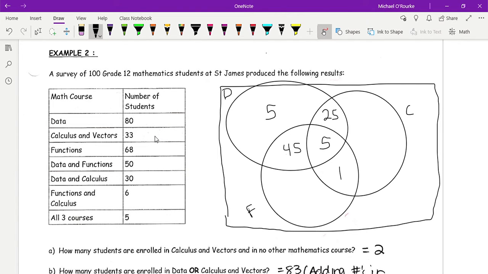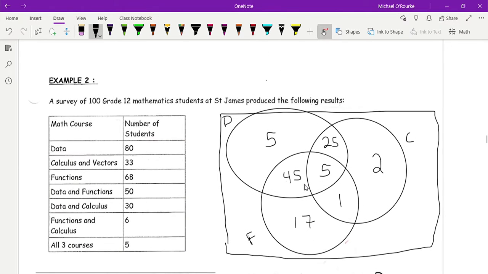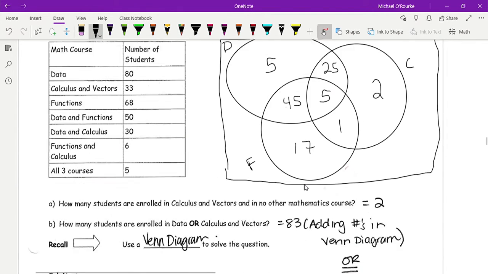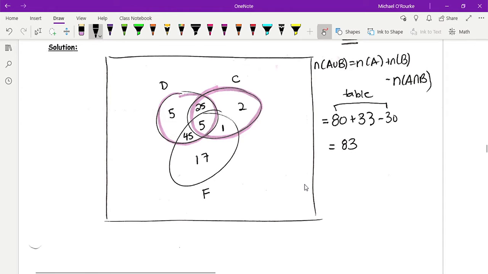The calculus has 33 people. It's 2 and 17. 2 there, and 17, because all that should add up to 33. And then where's our last 17? 17.